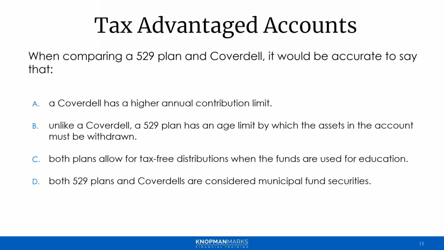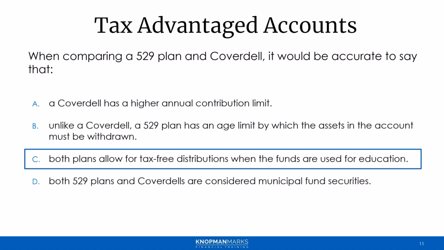How about C? Is it accurate to say that both plans allow for tax-free distributions when the funds are used for education? That sounds really good to me. I'm going to flag that one. I'm still checking D. Is it accurate to say that both 529 plans and Coverdells are considered municipal fund securities? Is that accurate? No, it's not. Which one's the municipal funds? Which ones are offered by the states? The 529 plans are municipal fund securities.